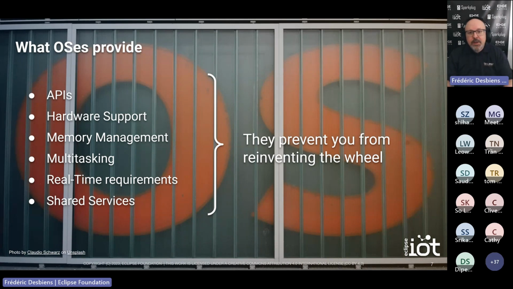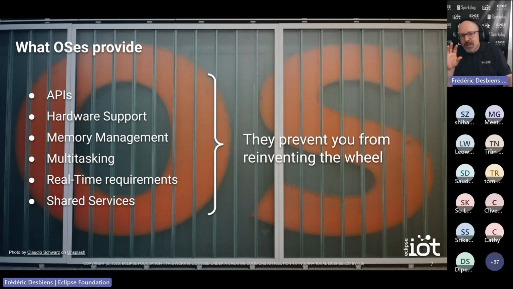And finally, operating systems deliver to us shared services like encryption, user interfaces, and things like that. And really, once again, the whole point is to have those things written for us, and then we exploit them as developers. So essentially, that's what you see on the right side of the slide.